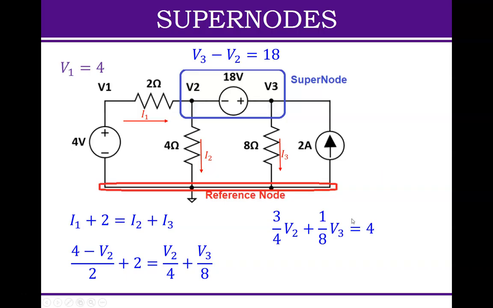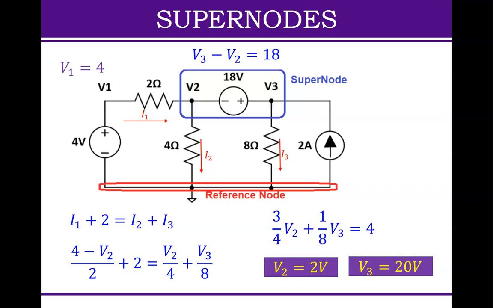By now you should be familiar with how to solve them, either on your calculator or MATLAB or Octave. So I'm going to basically solve it and just write down the expressions right here. After simplifying it, I get V2 equals 2 volts and V3 equals 20 volts. So V3 is 20, 20 minus 2 is 18, so that checks out. And we can check from here, V2 is 2 volts, so 6 divided by 4 plus 1/8 of 20, and that adds up to 4 volts as well.